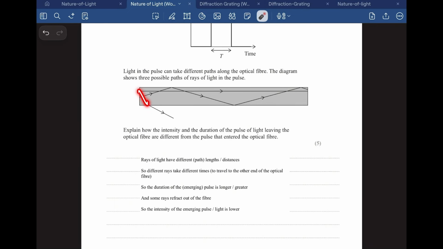And some rays are getting refracted out of the optical fiber. As they come out, we can say fewer rays are present in the optical fiber, so the intensity of the pulse is lower, because only two rays are present right now, as one of them has come out of the optical fiber.